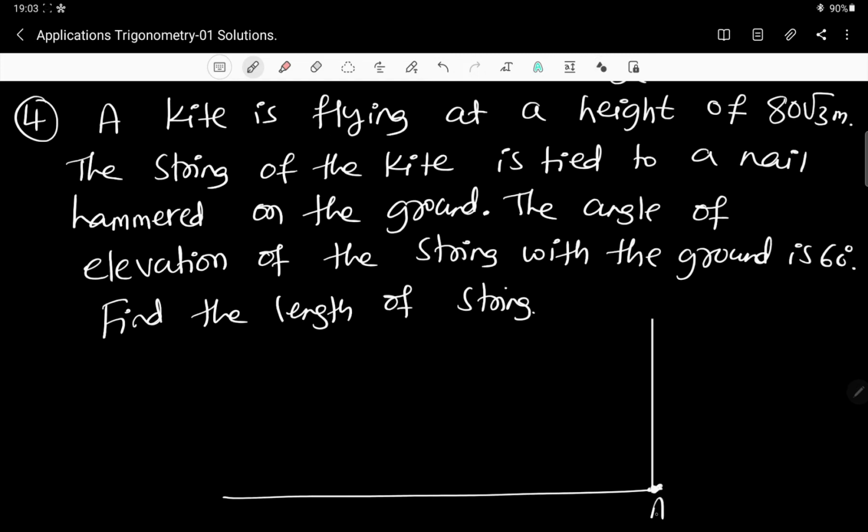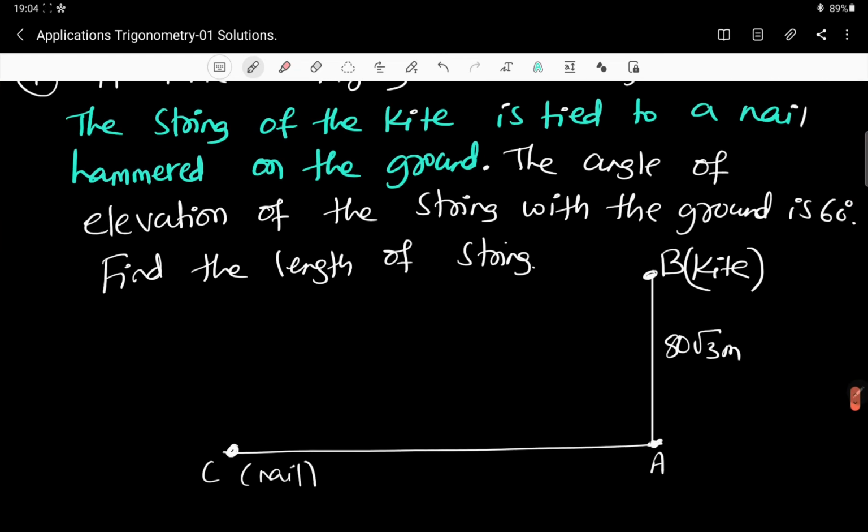Let me call this AB. So this is the height of the kite and it is given as 80 root 3 meter. At this point, the kite is there, flying like this. Now the string of the kite is tied to a nail hammered on the ground. Let me take this point as C, and at this point C, the nail is there.